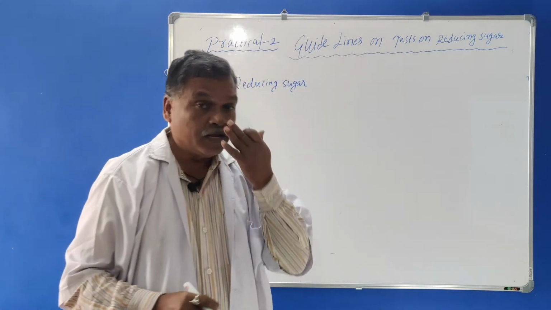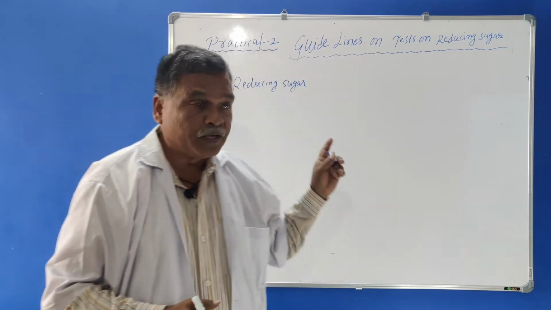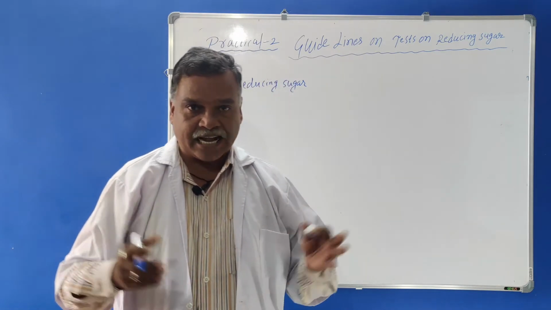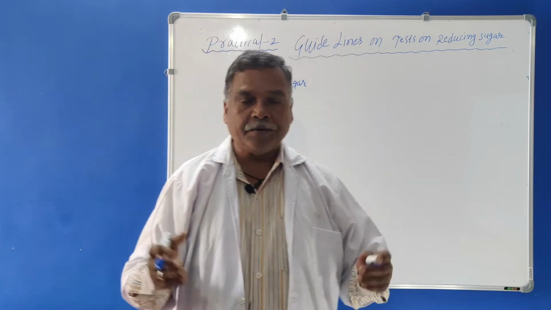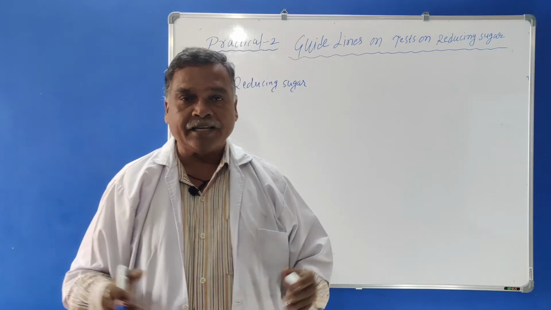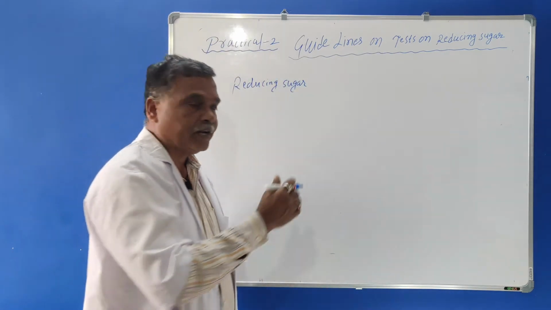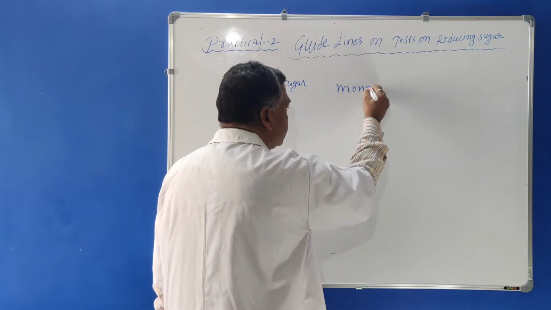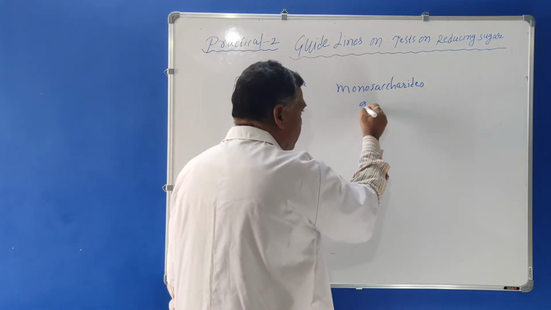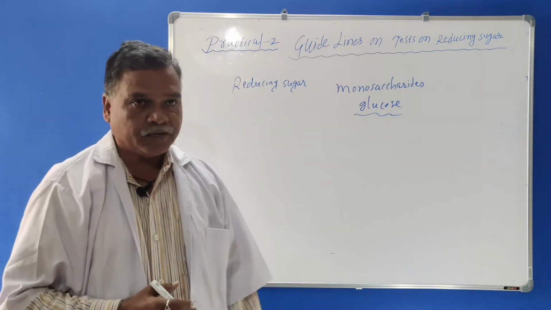What are reducing sugars? What are non-reducing sugars? We have already seen in the theory lecture. So you must know that these reducing sugars are monosaccharides and disaccharides. In disaccharides, maltose and lactose are reducing sugars, but sucrose is a non-reducing sugar. So we are seeing the test on reducing sugar, particularly on monosaccharides, especially glucose. You must know that glucose is one of the important reducing sugars.